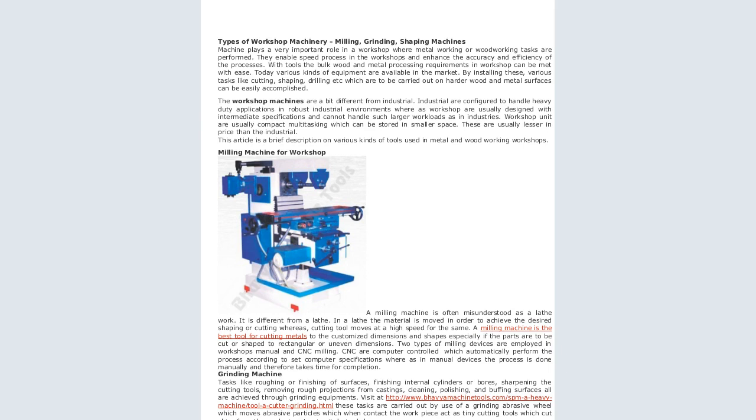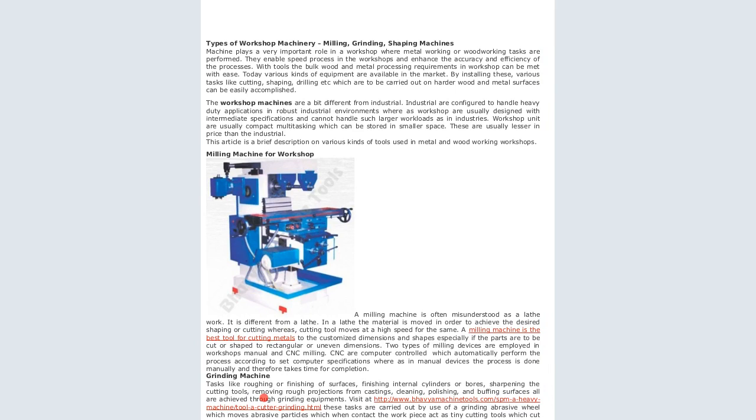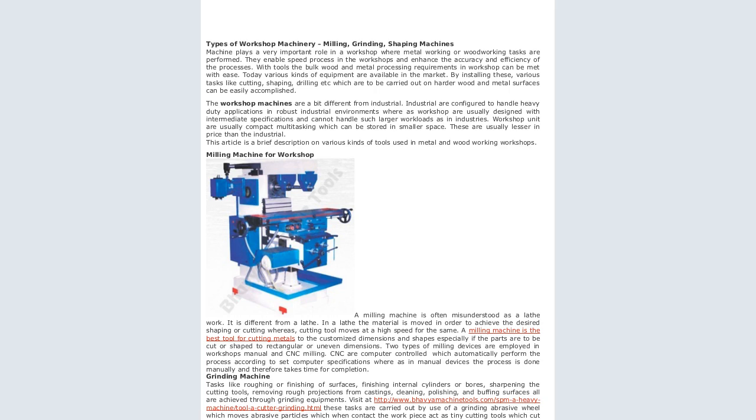Two types of milling devices are employed in workshops: manual and CNC milling. The CNC are computer controlled, which automatically perform the work that they are given. The CNC machines are machines like the ones shown in the pictures. These are machines that are programmed and connected to computers. The design is done using CAD, or AutoCAD, and the drawing is put in a flash drive, or it is sent using a LAN cable that is connected from the machine to the computer, and then the machine is able to print.